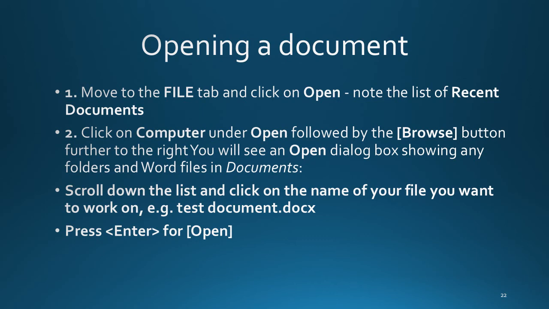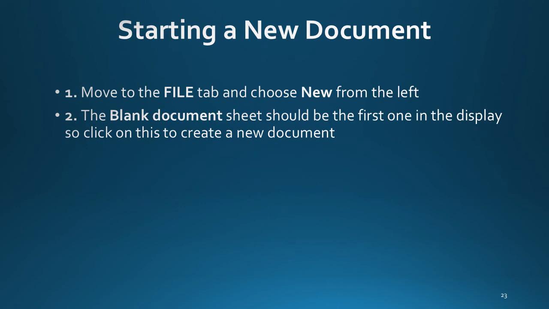2. Click on Computer under Open, followed by the Browse button. Further to the right, you will see an open dialog box showing any folders and Word files and documents. Scroll down the list and click on the name of your file you want to work on. Example, test document. Press Enter for open.